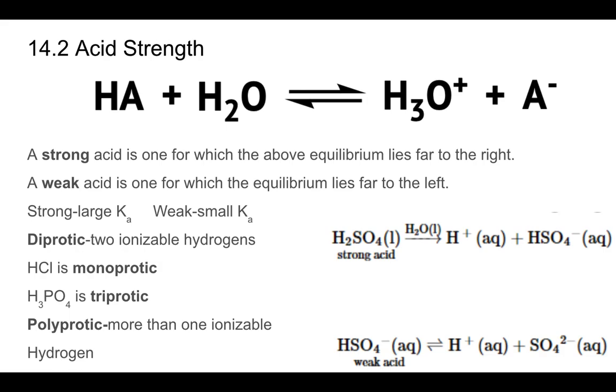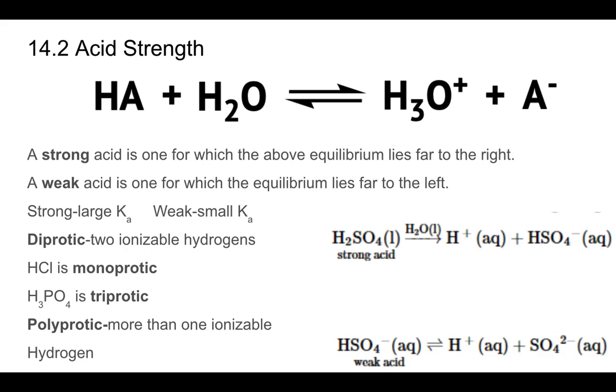And so strong acid simply means that we generally assume they're 100% ionized because their Ks are very large, and weak acids are considered to be much less ionized and only partially ionized at equilibrium because their Ks are small.